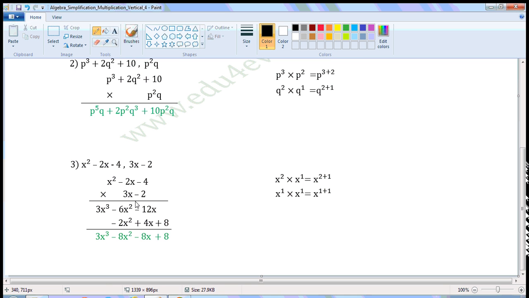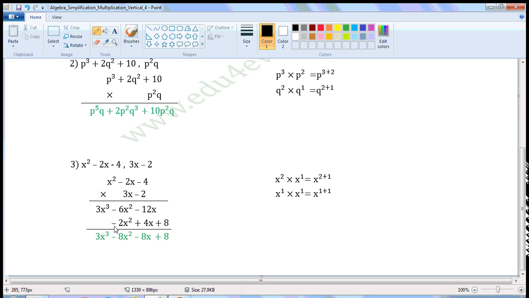Now minus 2 into minus 4. Minus into minus is plus. 2 into 4 is 8. Now the multiplication part is completed. Let us add these expressions. Write 3x to the power of 3 minus 6x square minus 2x square.